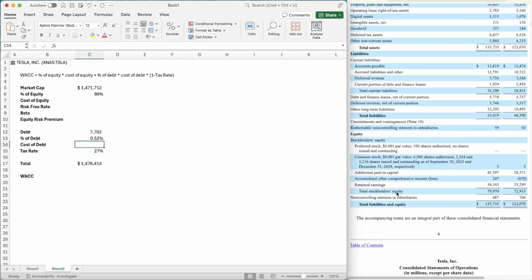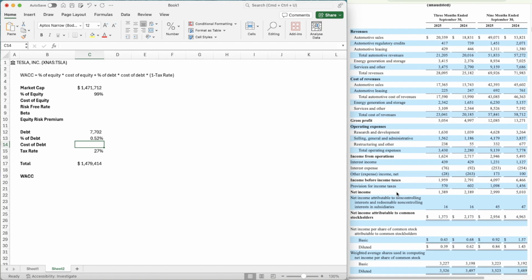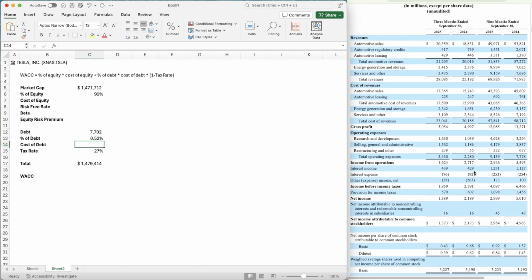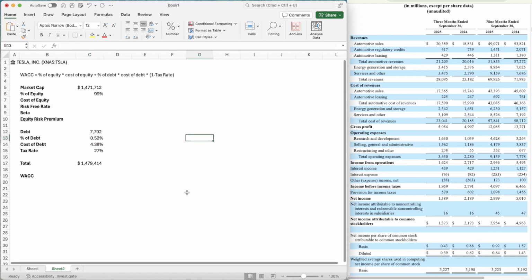The cost of debt we will calculate by taking, where's the interest expense? $253. To work out the annual of it, let's just go 253 divided by 3, because this is the first 9 months, and then multiplied by 4 to get an annual figure. So about 337.33. So we go cost of debt, we'll say 337.333 divided by, so yeah, okay, so 4.38% we'll say is the cost of debt.